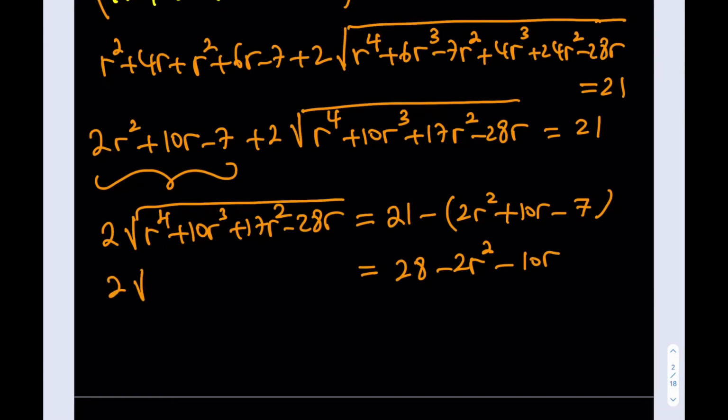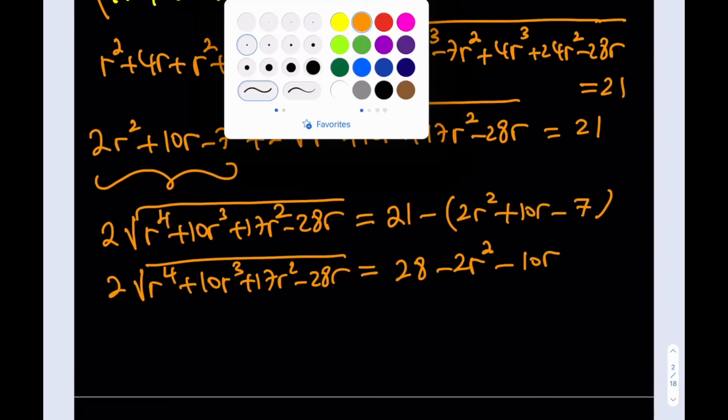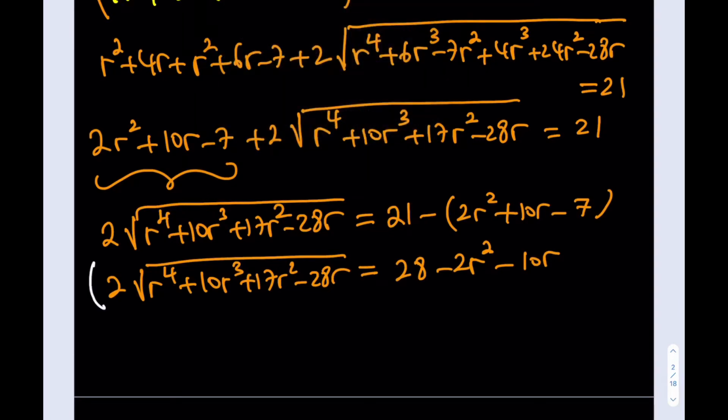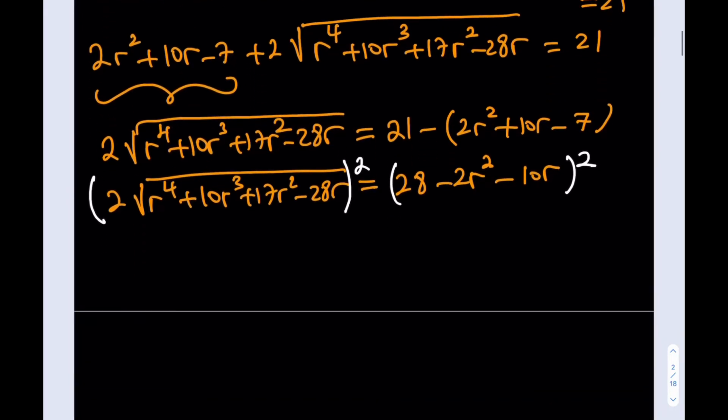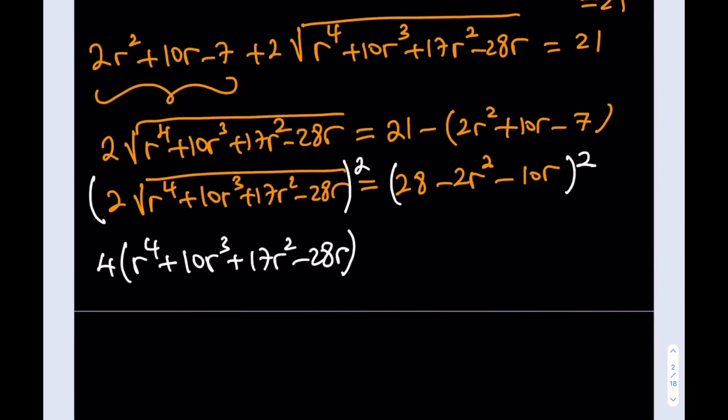Now I'm going to square both sides because I want to get something simpler and get rid of this radical. Let's go ahead and square both sides. At this point, I'll be getting something nicer. Okay, let's see what happens. I'll get 4 times the quantity r to the 4th plus 10r cubed plus 17r squared minus 28r, because everything will be out of the radical.